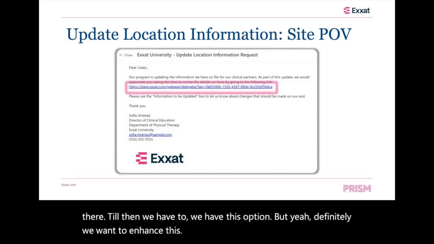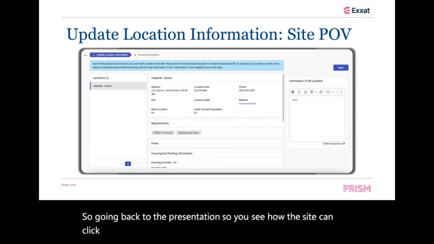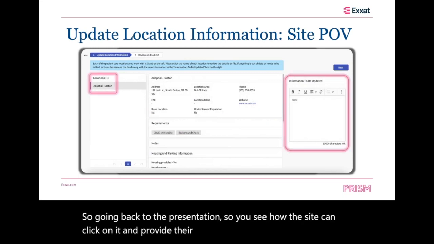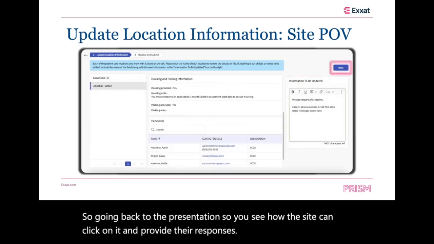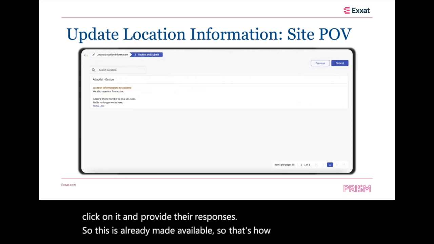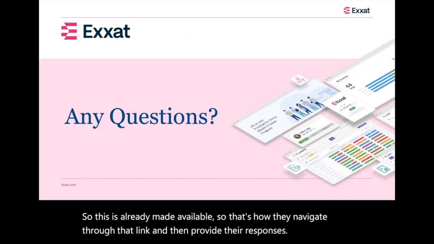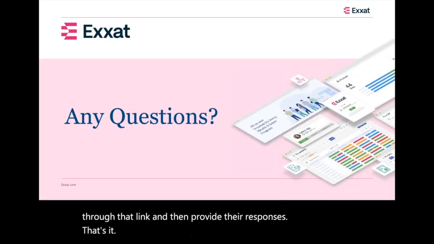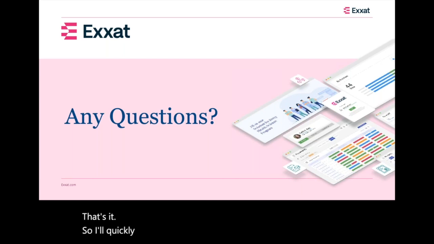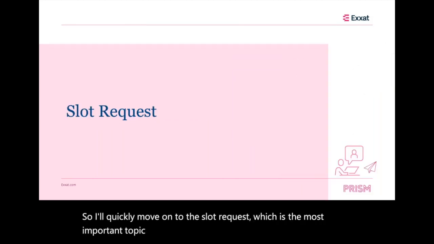So going back to the presentation, you see how the site can click on it and provide their responses. So this is already made available. So that's how they navigate through that link and then provide their responses. That's it. So I'll quickly move on to the slot request, which is the most important topic for today.